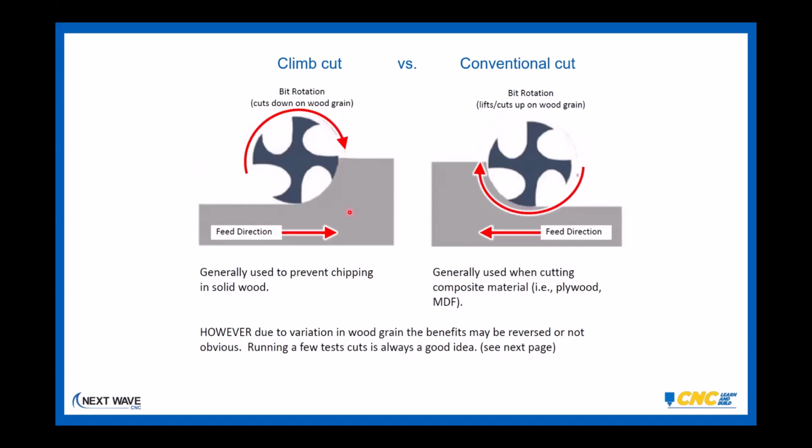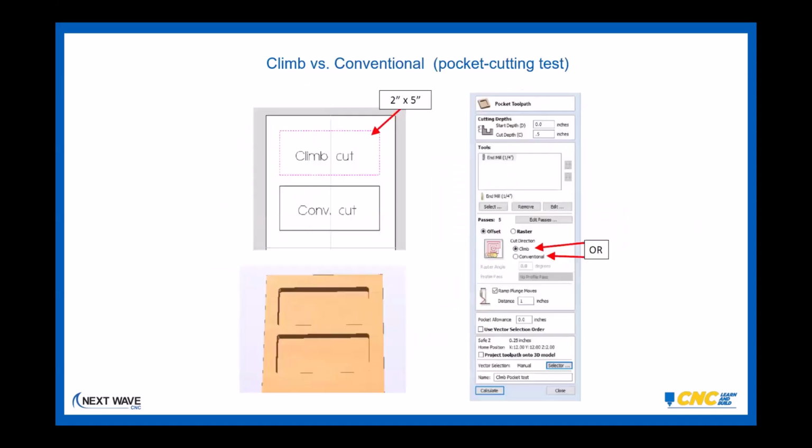And as a rule of thumb, I recommend using climb cut in solid lumber and conventional cut in pretty much all other materials. There are some special situations where if you watch how it cuts, you may decide to change that up. And one way you can figure that out is go ahead and run a couple of tests in your material. So set up a pocket, 2 by 5 inches is big enough probably, or you could go bigger, but something that gives you a little length and some corners, and then set up a conventional and a climb cut for a pocket cut.